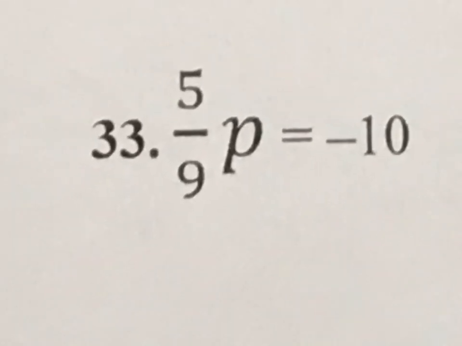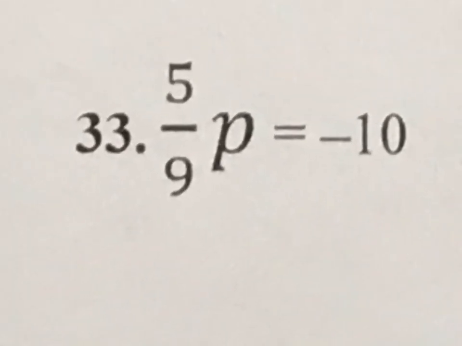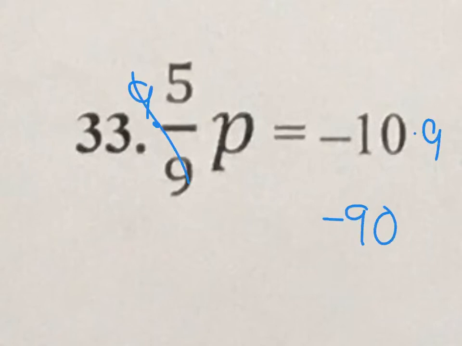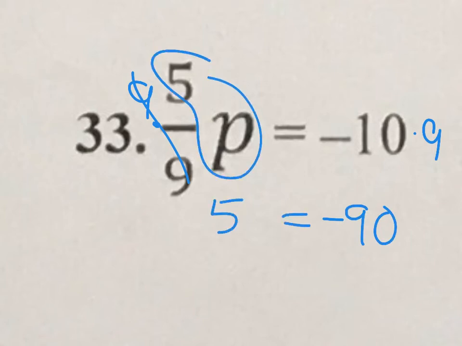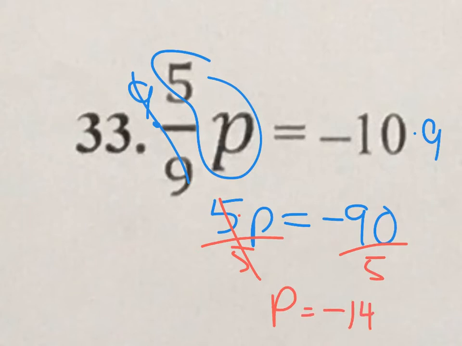Last one, guys, before we leave. Last one. How do I do that one? I want to get rid of the divided by 9. What do I do? Multiply by 9. It'll cancel out. I want to get negative 90 over here. Bring down the equal sign. Bring down what's left over, the 5p. Now I need to get rid of the 5 by dividing by 5. P equals negative 18. Not negative 14, sorry about that. P equals negative 18.